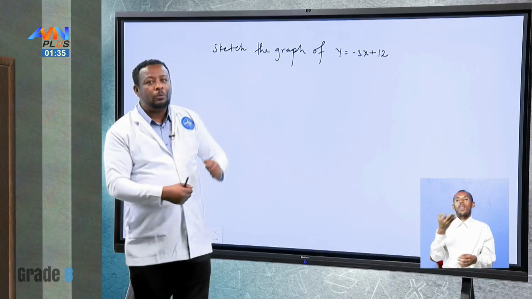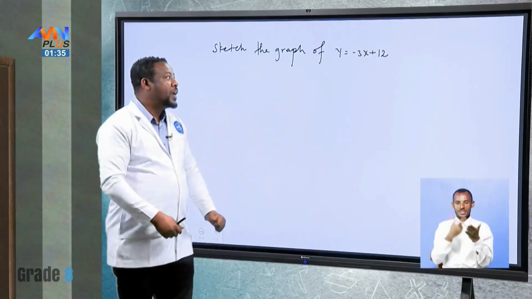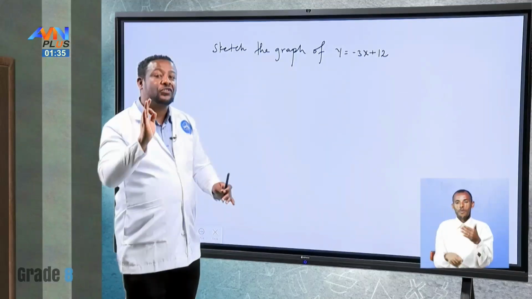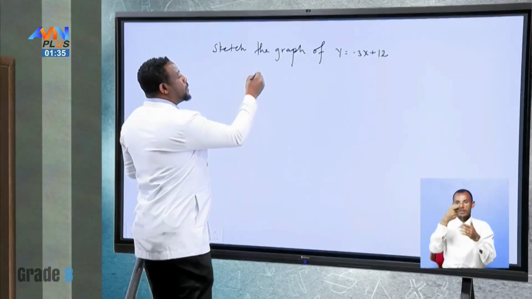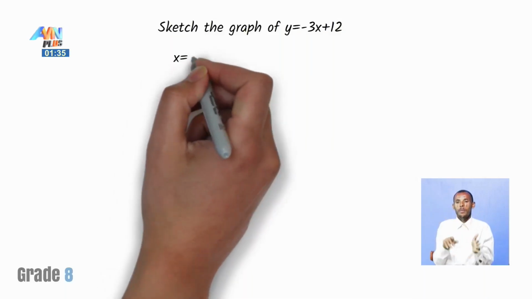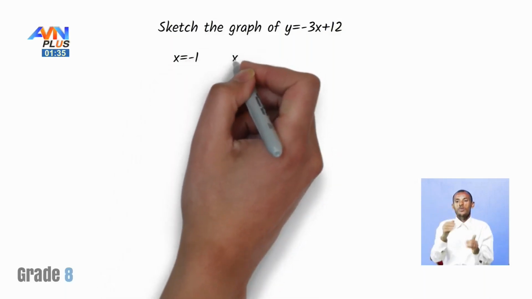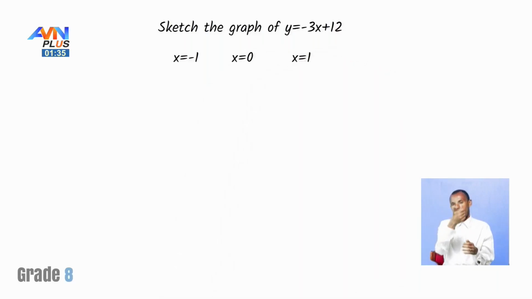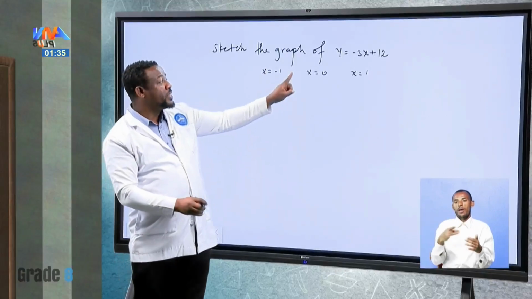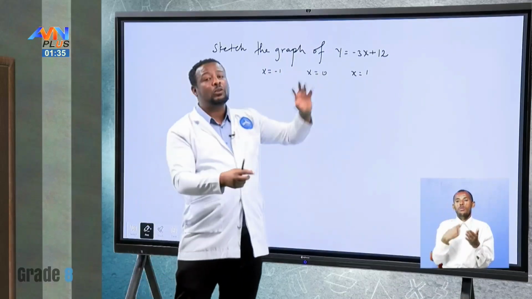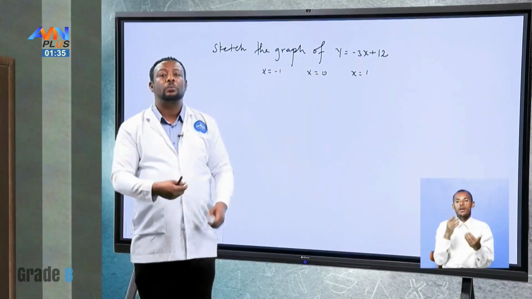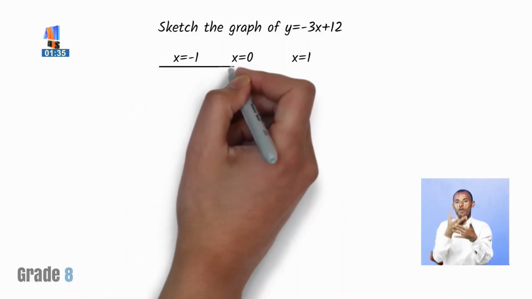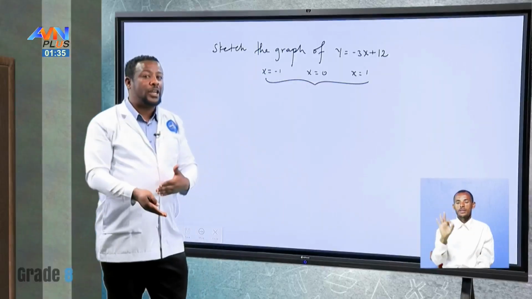Well, I hope you properly sketched this graph. You need to take 3 different x values: x = -1, x = 0, and x = 1. To make the calculation easier, you can take any x values that you like. I'm just taking -1, 0, and 1 so that you can easily obtain the y values. So substitute these x values and obtain the corresponding y values.